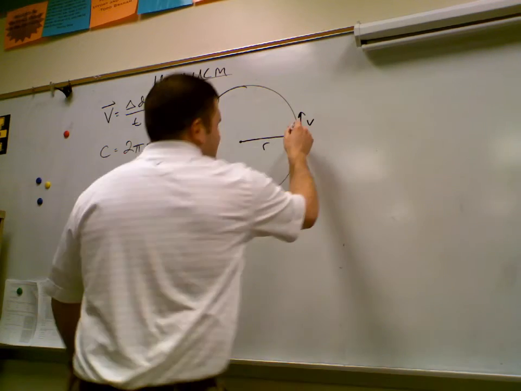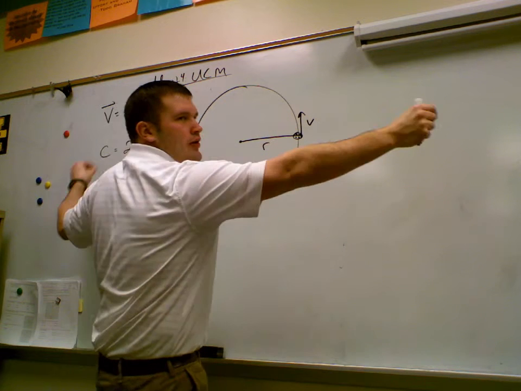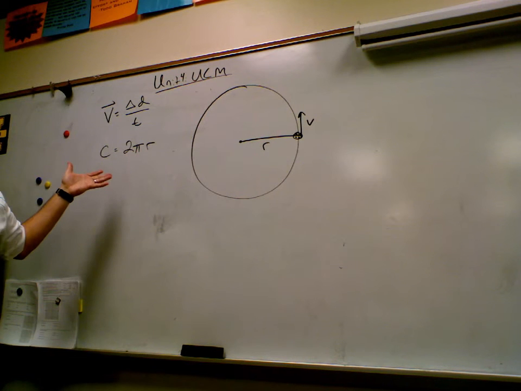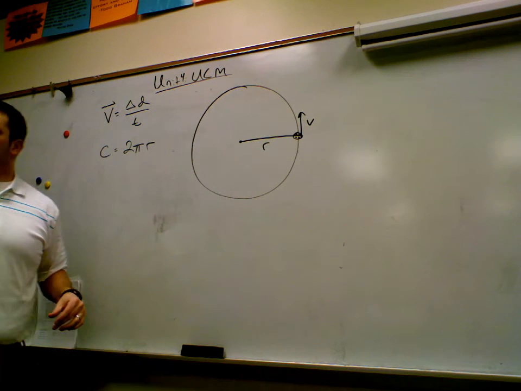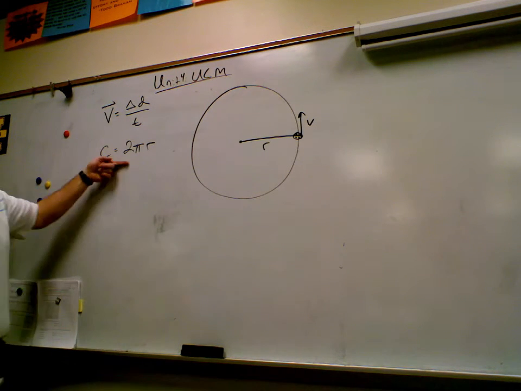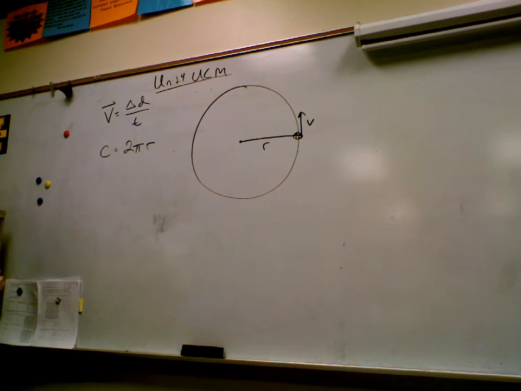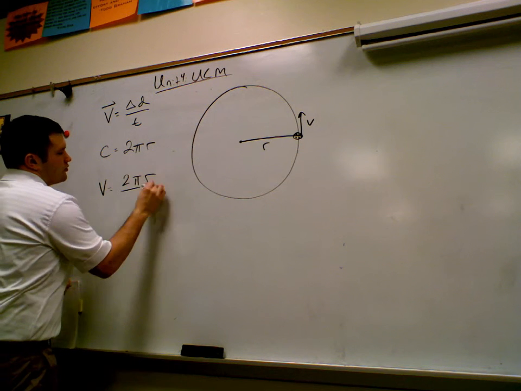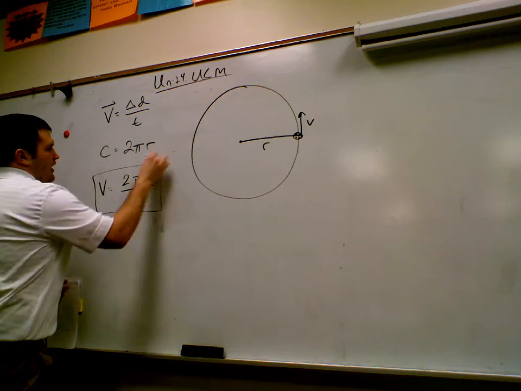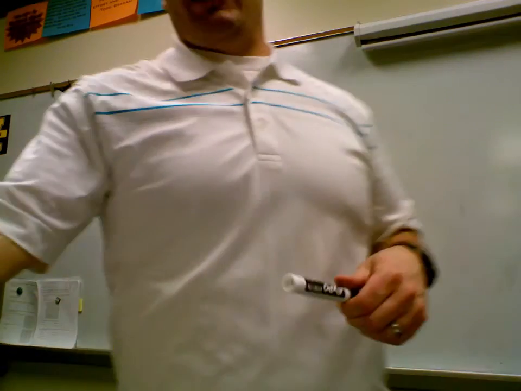So the circumference is how far it is around the circle, right? If I were to break the circle at this point right here and stretch it all the way out, that would be the circumference, right? So if I know the circumference, that's like knowing how far it goes in a certain amount of time. Does that make sense? So the circumference is what in this equation? Change in d, change in position. So we know velocity is going to be 2 pi r over t. And that's the speed or velocity for an object traveling in a circle.